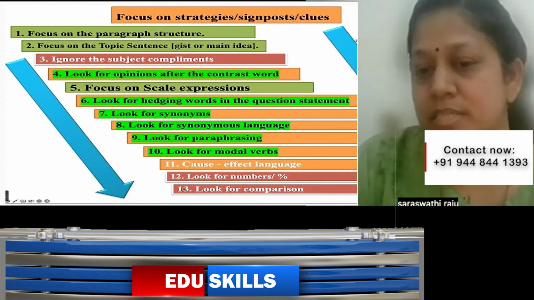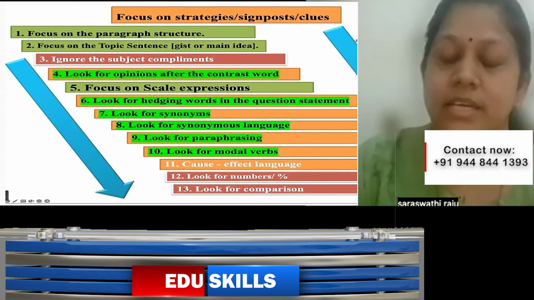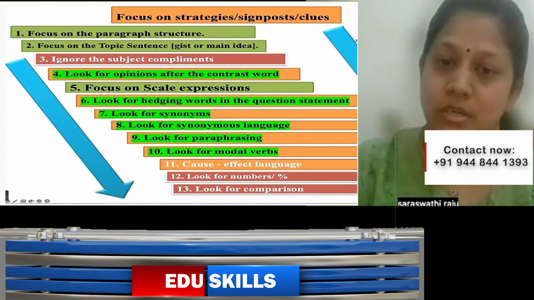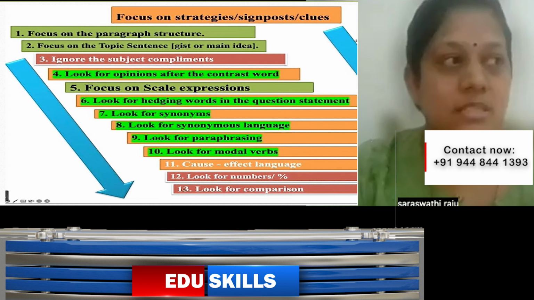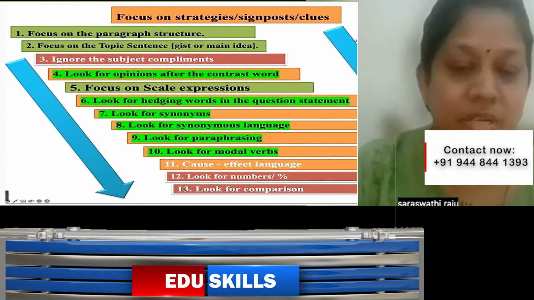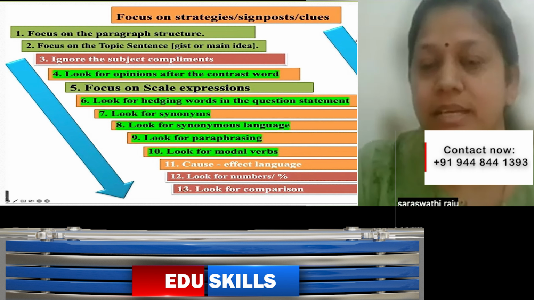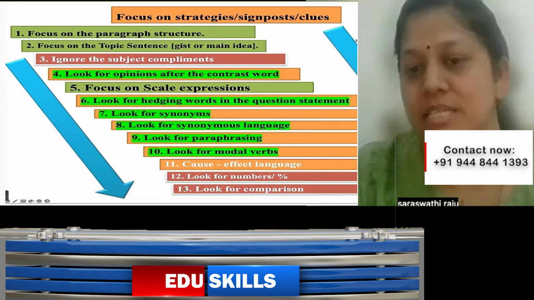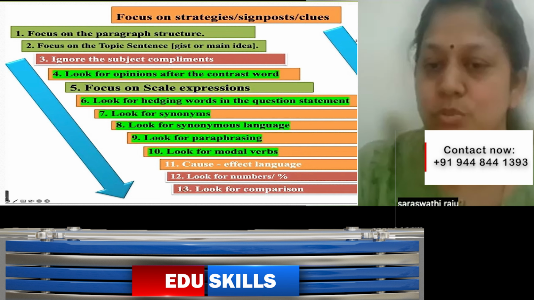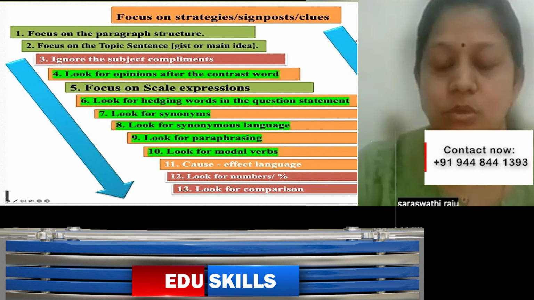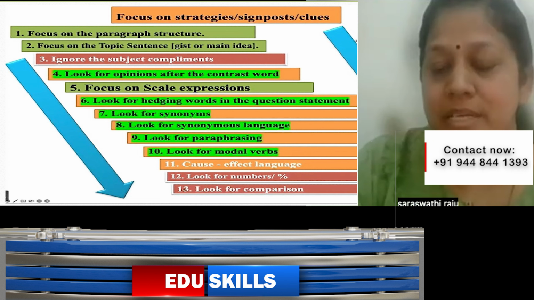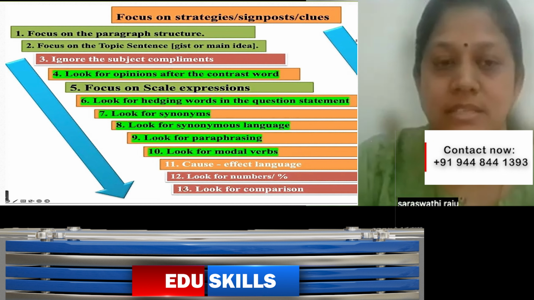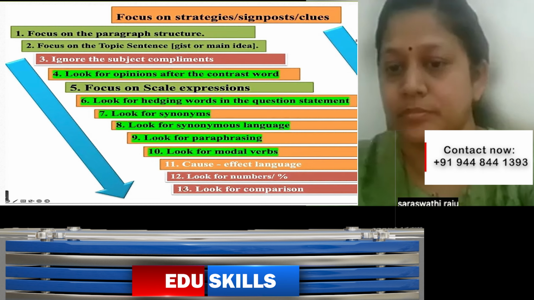Percent, we have to use it if they are giving numbers, okay? If they are telling in numbers, like percentage of people, that time only we have to use percentage. But this percent we have to use only for numbers. So look for those clues in the text and look for comparison. Comparison also we can see in the text, okay?